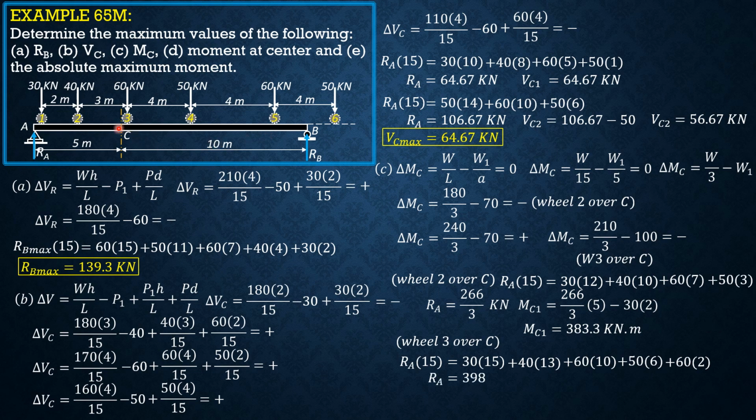So when load 3 is over C, the maximum moment at C is RA times 5 minus 30 times 5 minus 40 times 3. So MC2 is 398 over 3 times 5 minus 30 times 5 minus 40 times 3, and it is 393.3 kilonewton meter. Because this is greater than this, the maximum moment at C is 393.3 kilonewton meter. So that's it for this part. Moment at center, let's have it on the next.